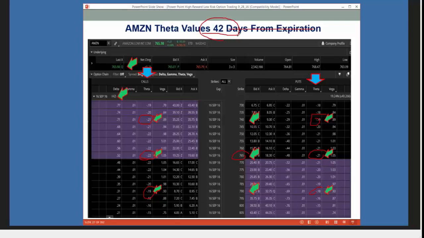So, if you're a buyer of options, time is kind of your bonus there. So if you're buying options, you want that gift of time so you don't have as much theta decay.